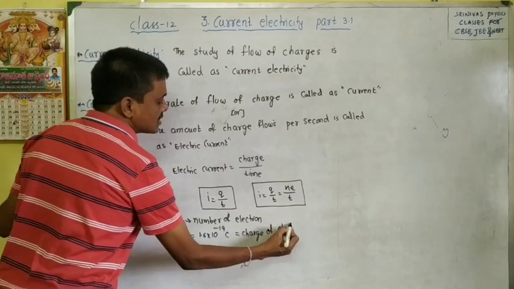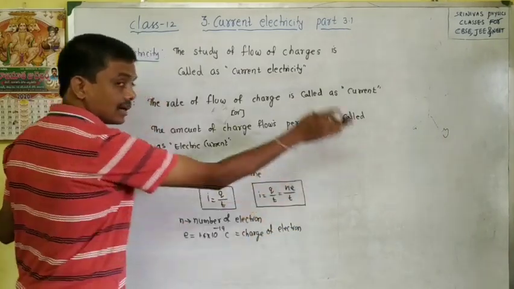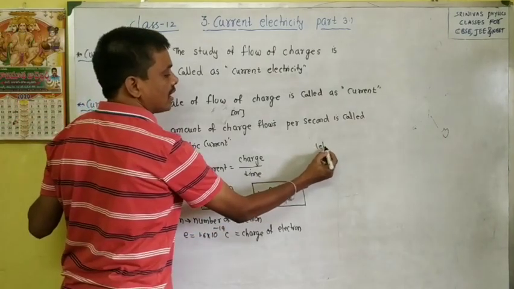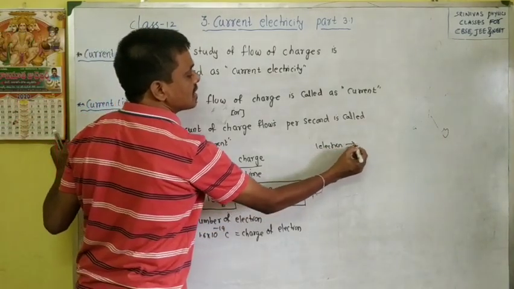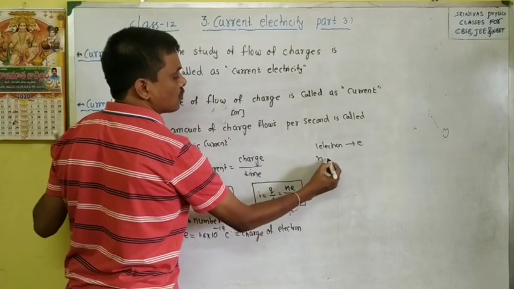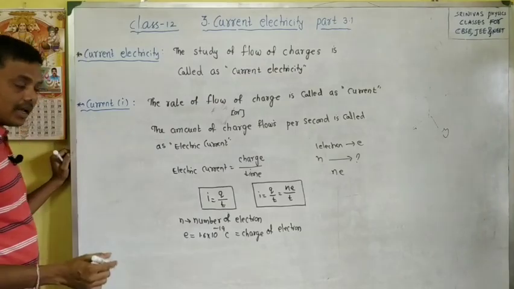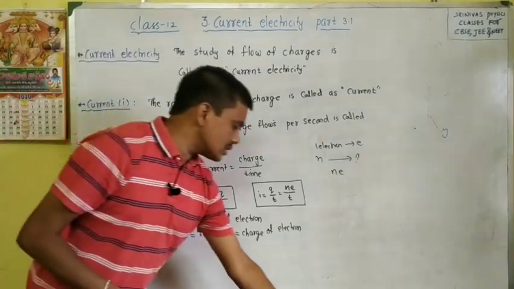One electron has the charge e. If n electrons flow, how much charge flows? That is ne. That means Q is equal to ne, right? And now this is the current formula.